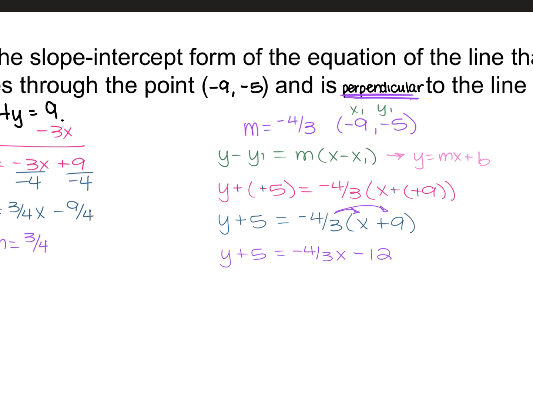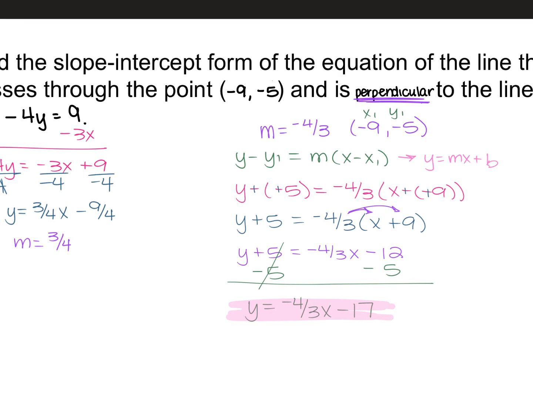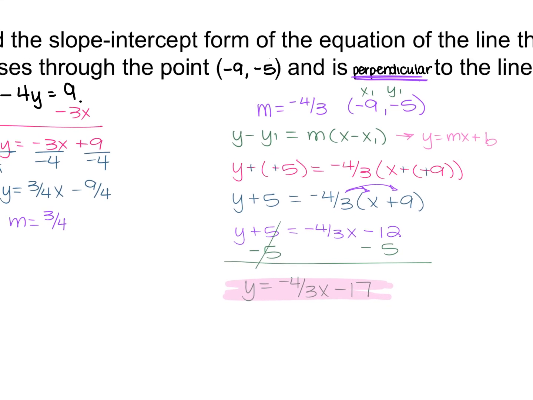From here, we're going to move the 5 over, so that way y is by itself. So subtract the 5 from both sides, and that leaves you with y is equal to negative 4/3 x minus 17. So the equation of the line in slope-intercept form that is perpendicular to 3x minus 4y is equal to 9 is y is equal to negative 4/3 x minus 17.